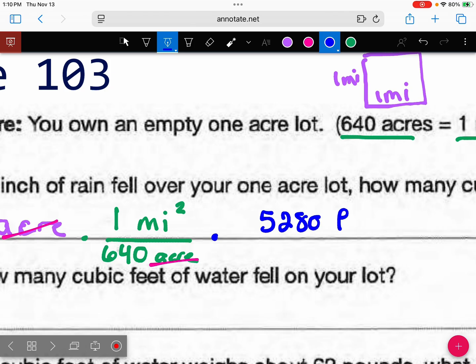5,280 feet per mile. But do we need to cancel out miles? What do we need to cancel out? The square? It's like we need miles squared, right? How do I make miles squared? Oh, so you do that fraction times 1 mile, right?